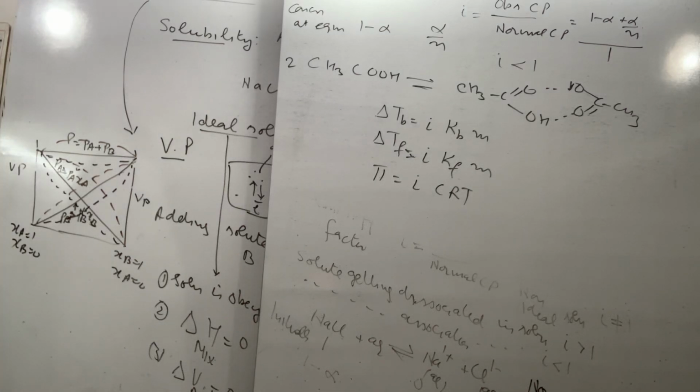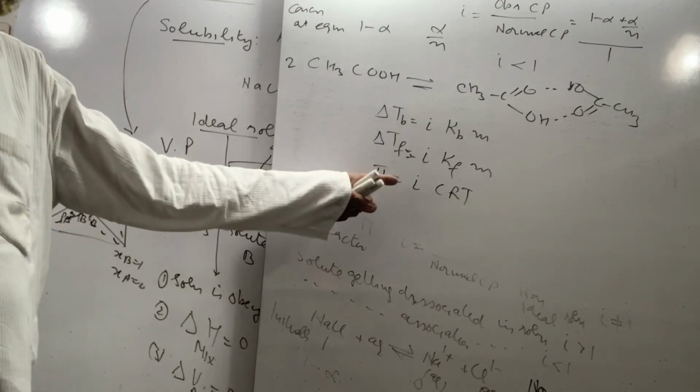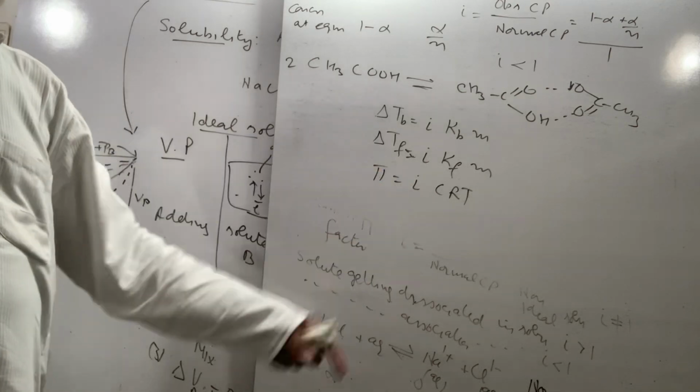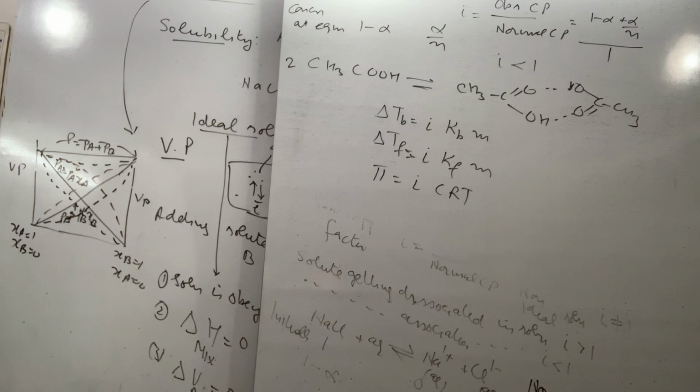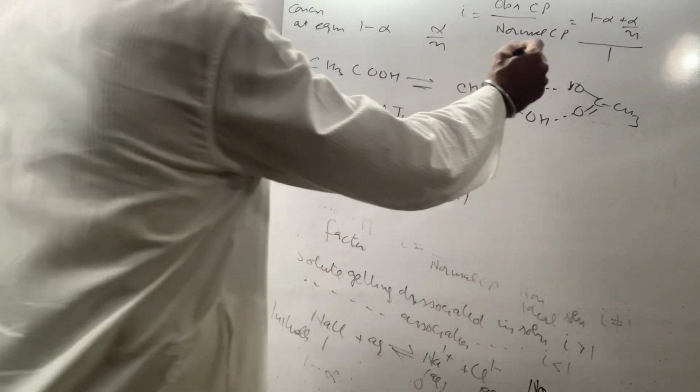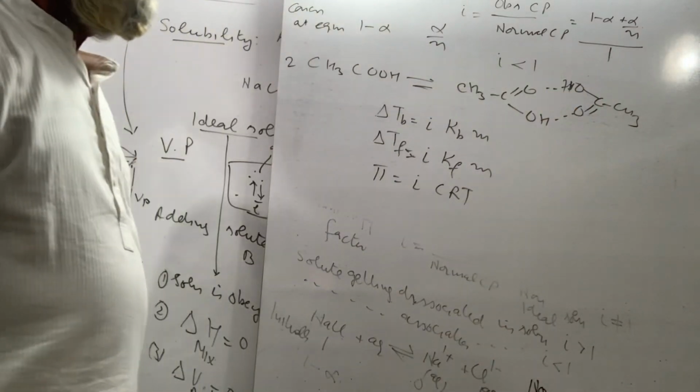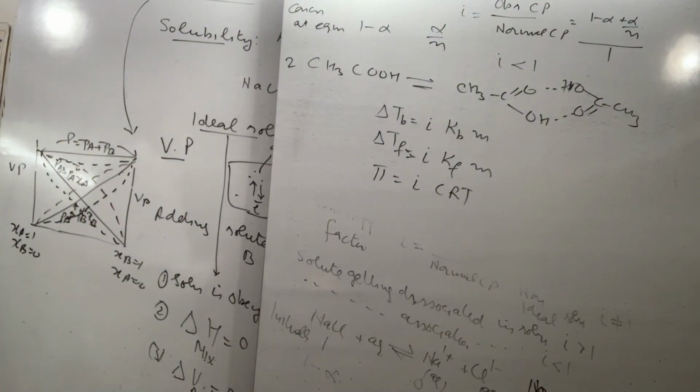If i is equal to 1, then it is a normal, ideal solution, and the observed molecular mass and normal molecular mass will be the same. If association or dissociation is taking place, we have to take that into consideration. So the i factor has to be kept in mind, and that will give you the correct results. So this was from Raoult's law.